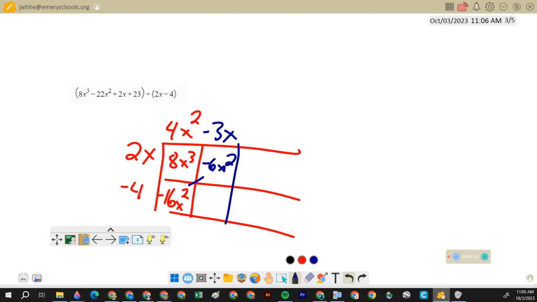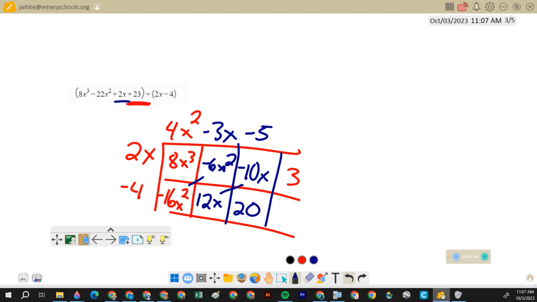Negative 3x times 4 is 12x. Okay. 12x and this one need to add up to be 2x. How many more do I need? Negative 10x. Pull out a 2 and an x, and I get minus 5. Negative 5 times negative 4 is 20. Is that what I was hoping for? No, I need a 23. So my remainder is going to be 3.